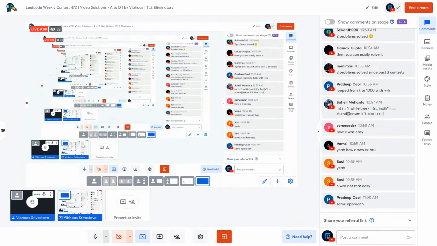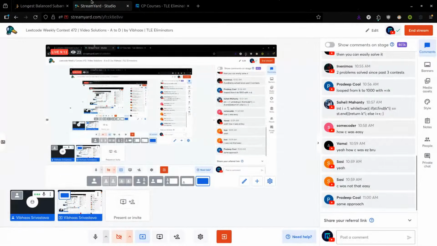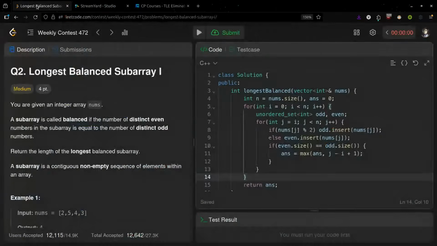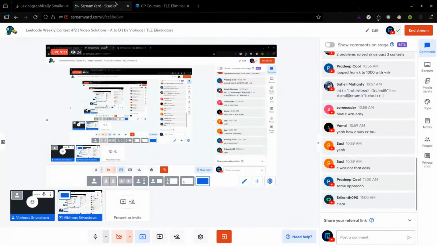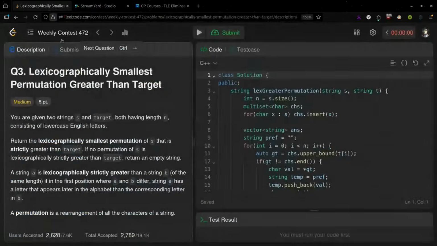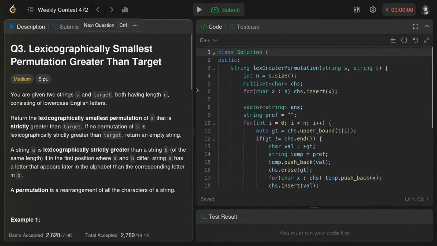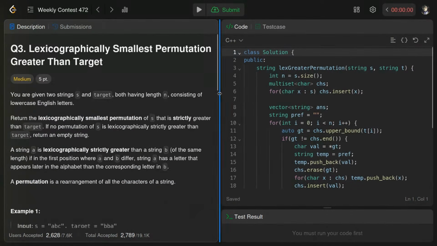All right, let's now move on to C. Okay. To be honest, I would not rate C more than 1200 on CF. So I'm not sure why people found that much difficulty with it, but okay. Let's move on to C. Lexicographically smallest permutation greater than the target. You're given two strings, S and target, both having length n, which have lowercase characters.